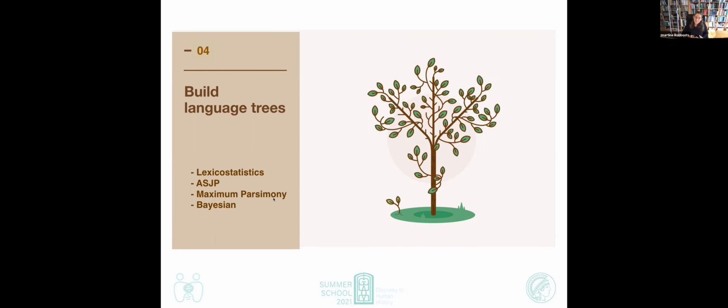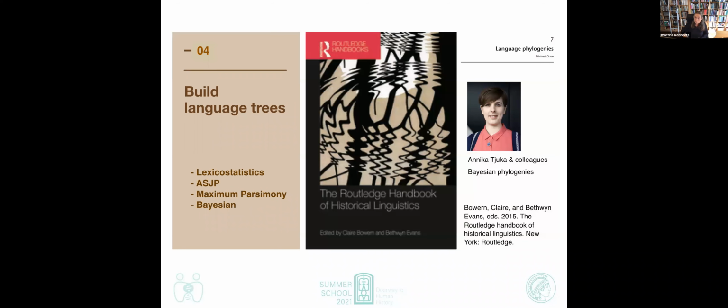On the other hand, the Bayesian phylogenetic method is a set of methods introduced over the last decades to linguistics from molecular anthropology and biology. And these methods seek the tree that explains the data by quantifying how likely it is that the data have been produced by a certain model. So different techniques for building language trees.